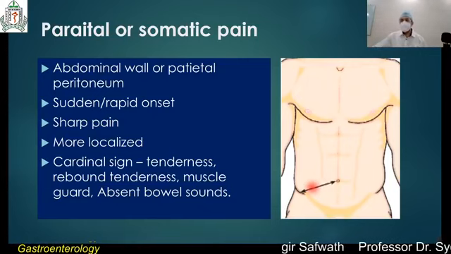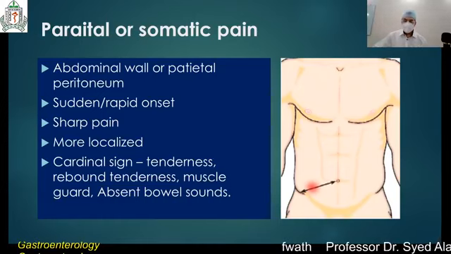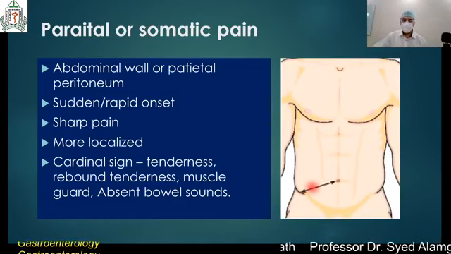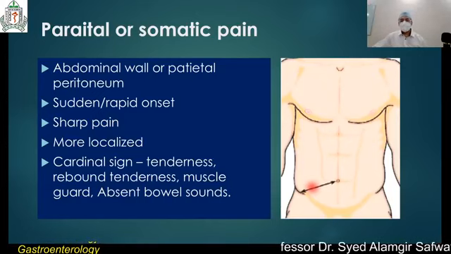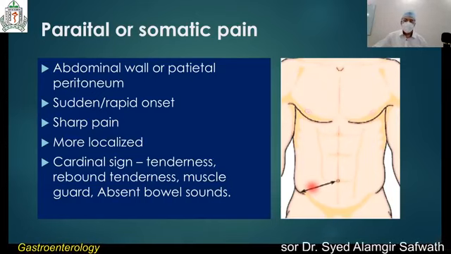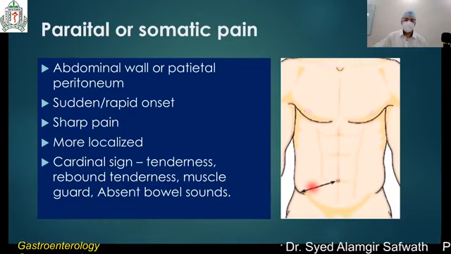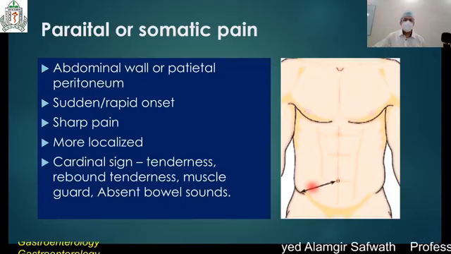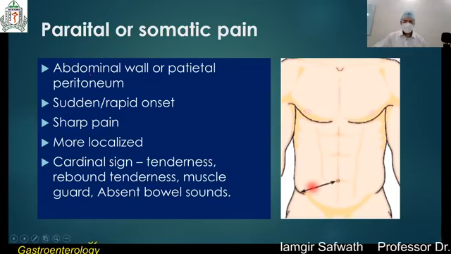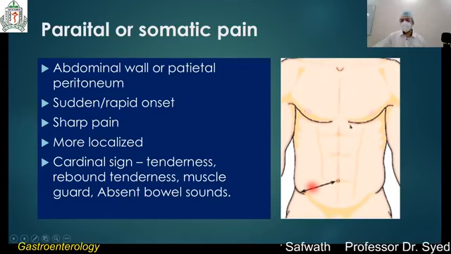So if you think about the difference between visceral pain and somatic pain: visceral pain was dull, gradual in onset, not that severe, poorly localized, arising from the viscera and visceral peritoneum. In case of somatic pain, it is a sharp pain, sudden or rapid in onset, easily localized, and arising from the abdominal wall and parietal peritoneum. It has some cardinal features like tenderness, rebound tenderness, muscle guard, and absent bowel sound.